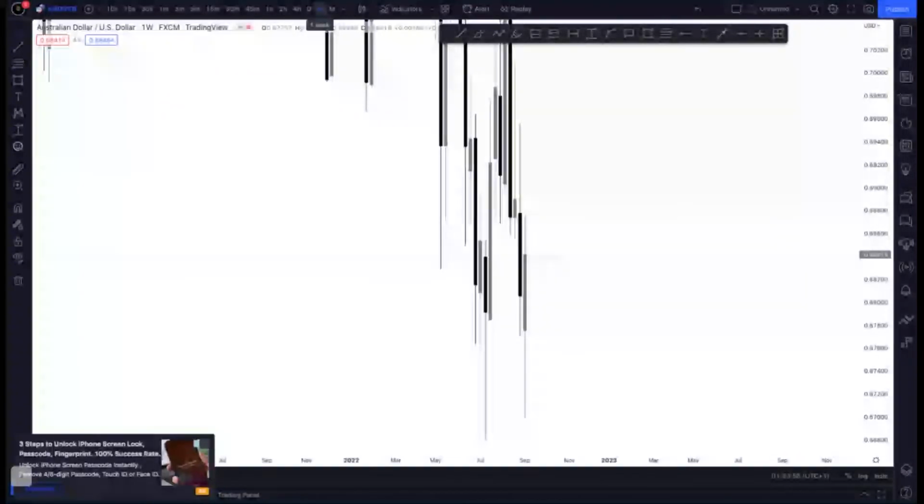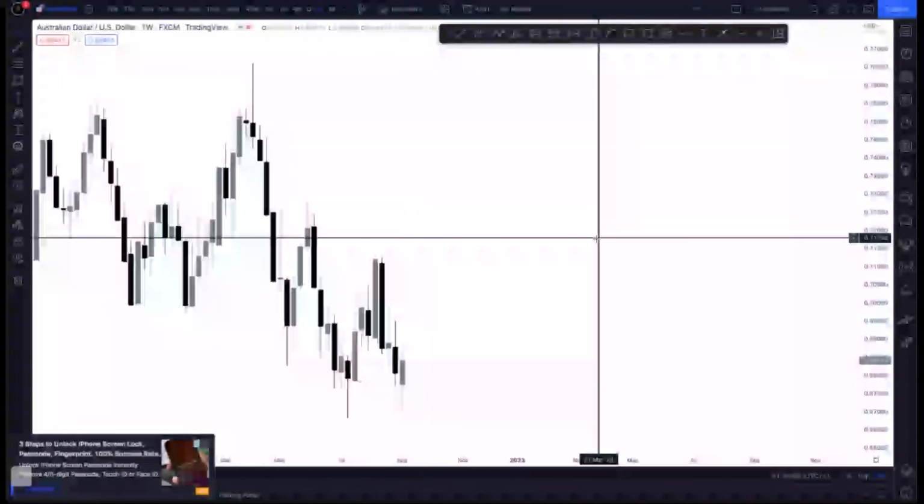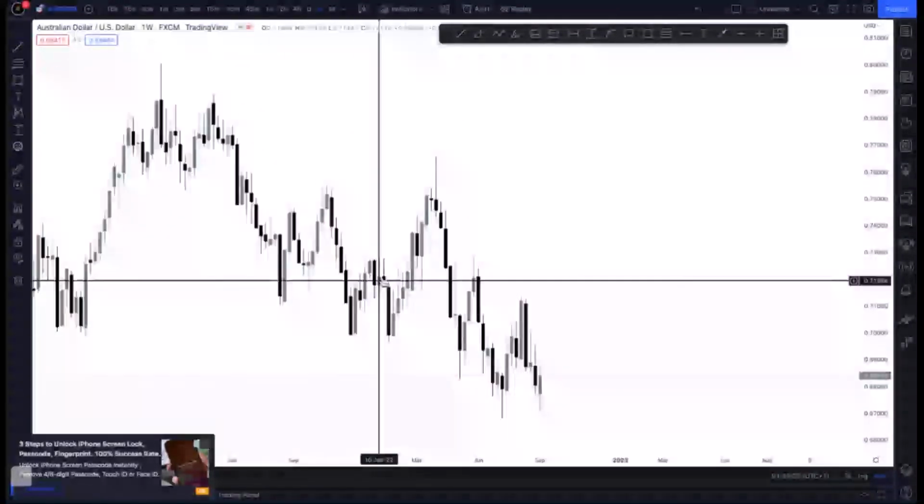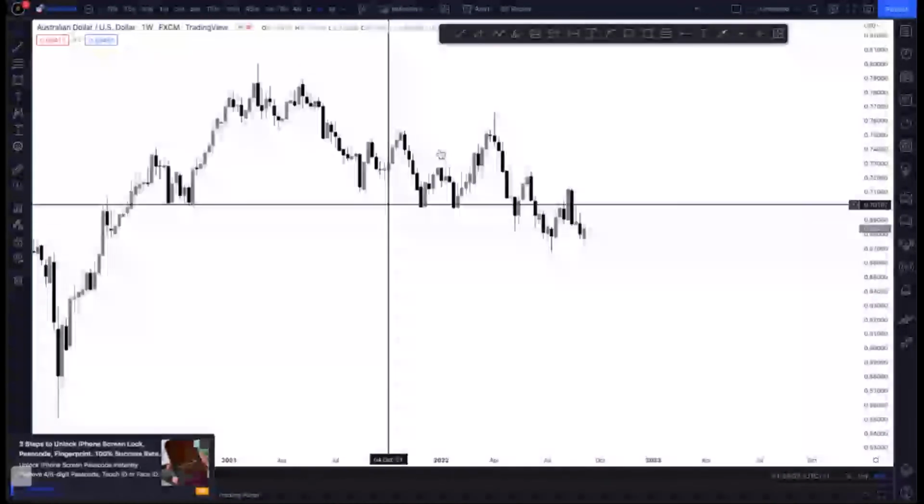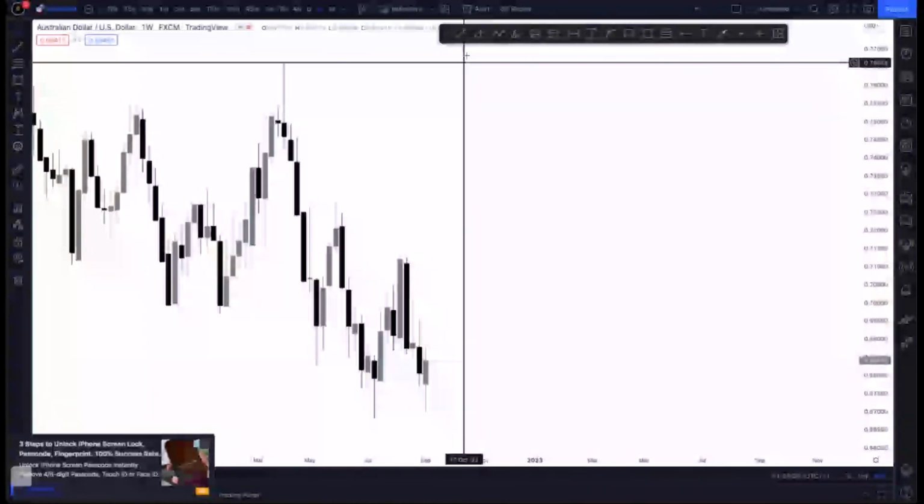Moving on to the next pair, AUDUSD, and starting with our weekly time frame. On our weekly time frame, we are still looking bearish, except for the fact that the market hasn't yet created a new low.